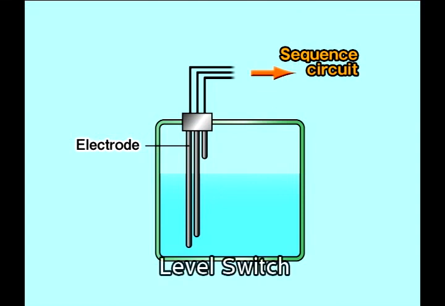An electrode-type level switch is also used. When multiple electrodes of varied lengths are inserted in the tank, the water level in the tank can be determined by detecting the state of the current passing through each electrode. The upper and lower limits of a tank's water level are indicated by the electrode's locations.